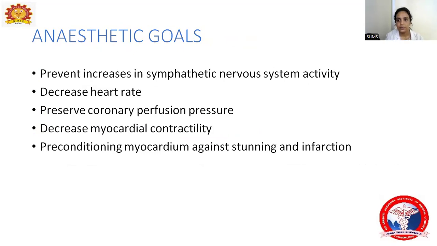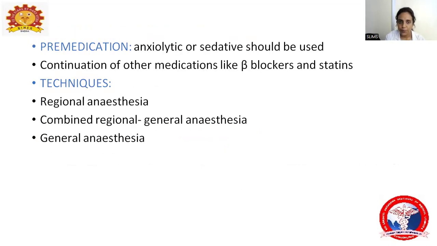Anesthetic goals: the most important thing is that you have to prevent an increase in sympathetic nervous system activity. Decrease the heart rate. We have to maintain coronary perfusion pressure, and decrease the myocardial contractility; heart rate and myocardial contractility should all be decreased. Preconditioning the myocardium against ischemia and infarction should be done. We will give a premedication, which should be a sedative, anxiolytic. Beta blockers and statins should be continued.